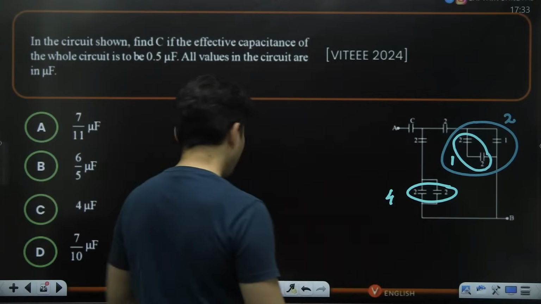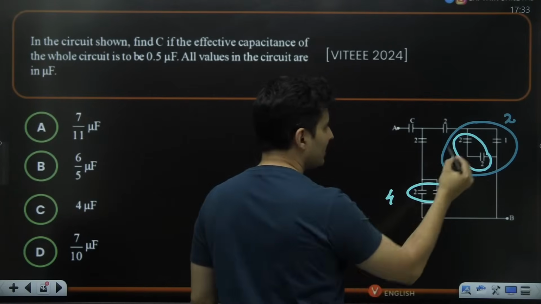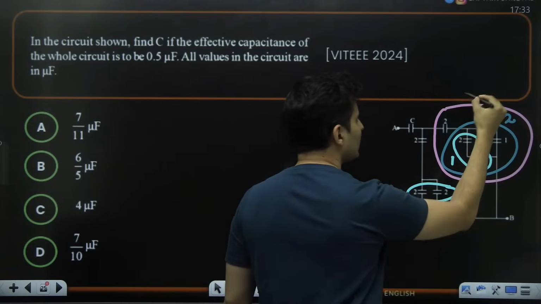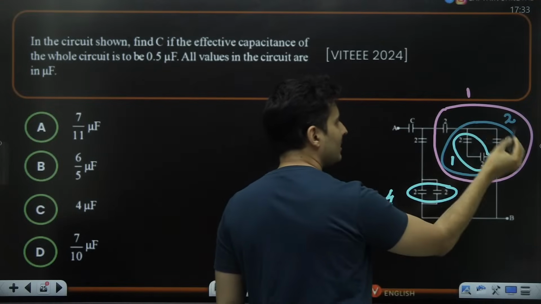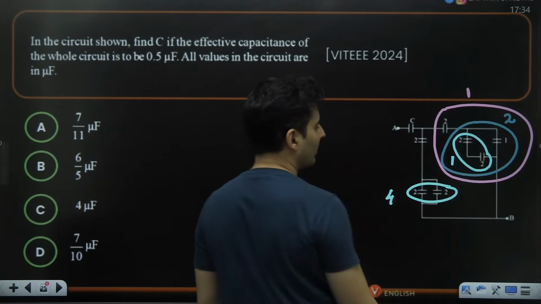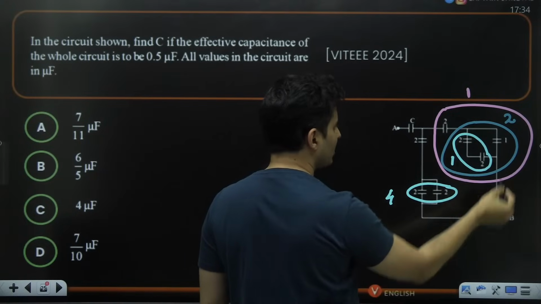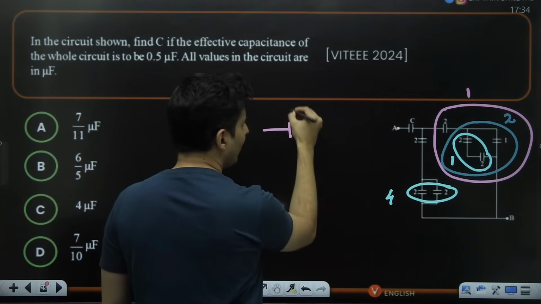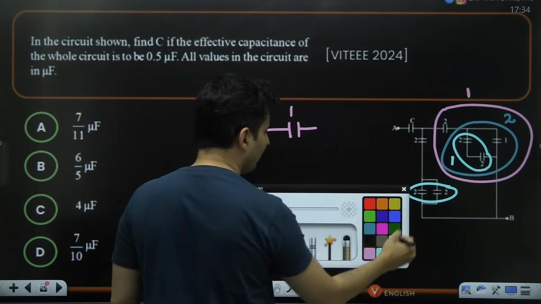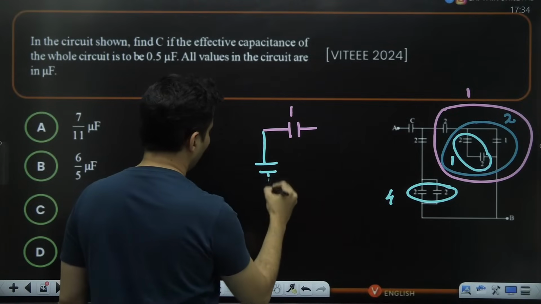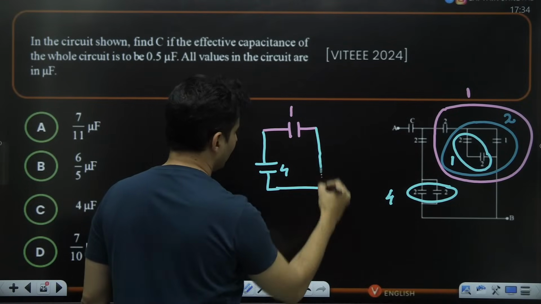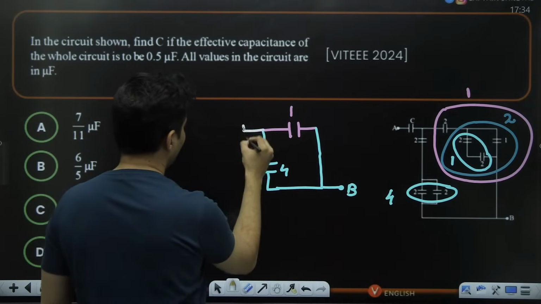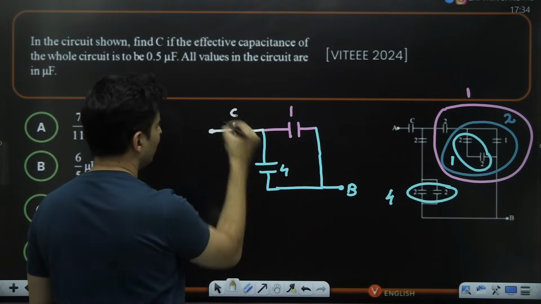Now, next thing. Again, look at this. This 2 and this 2, they are in series, so they will again become 1. So we have a capacitance of 1 and 4 over here. If you observe carefully, we have a capacitor of 1 and a capacitor of 4 over here, and they are connected to this particular point B. And we have one more capacitor over here whose capacitance is unknown.